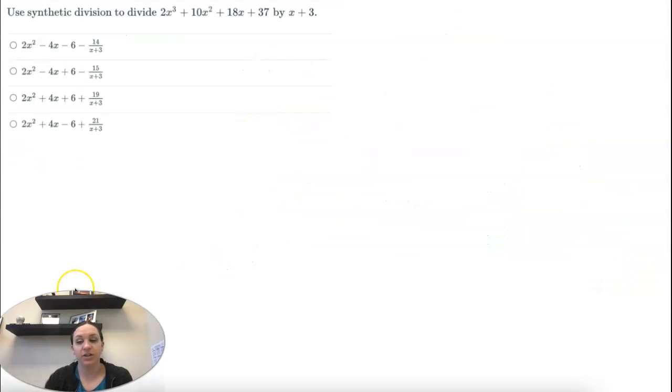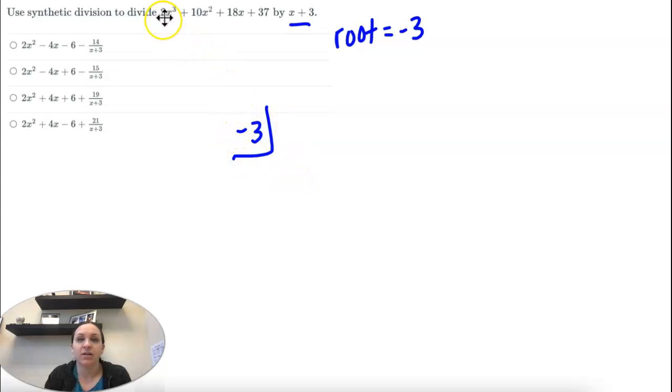Use synthetic division. Finally, we're using one with synthetic. Okay, so we're dividing by x plus 3. That means our root is negative 3, and that's what goes in our little box. And then we're looking at the coefficients. So 2x cubed, 10x squared, 18x, and then 37.